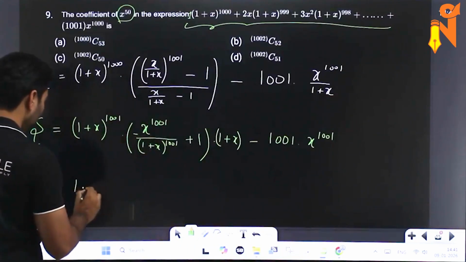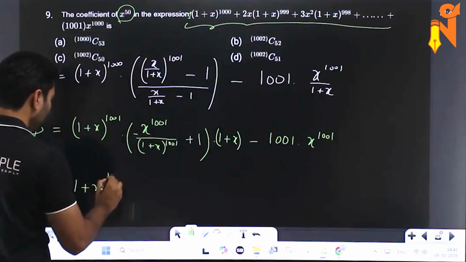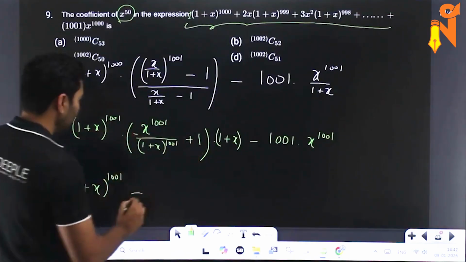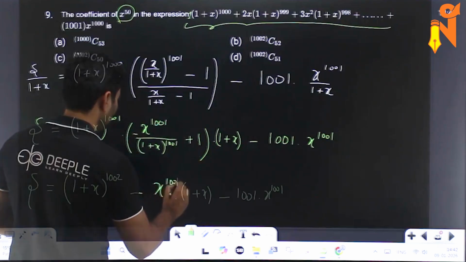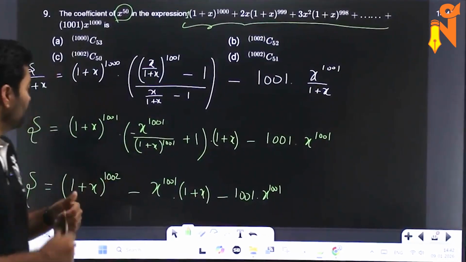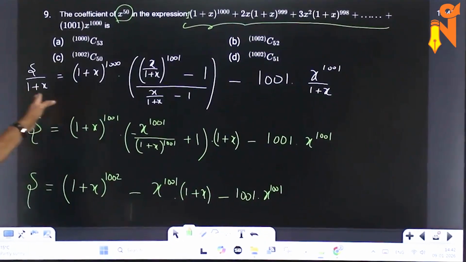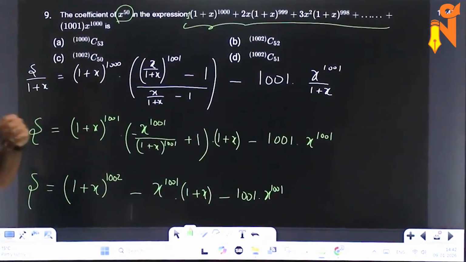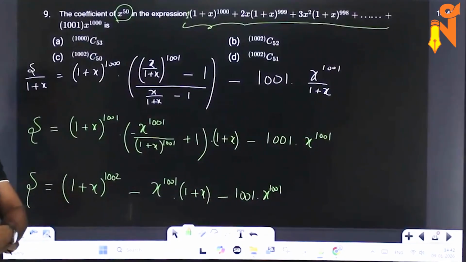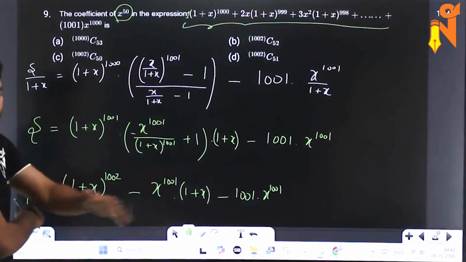You will get 1 plus x power 1001 minus this into this, now this into this. How much? x power 1001. Yeah, so I think you can see here, I just multiplied this 1 plus x there. Okay, so then obviously after simplification, at the end you will get this expression, 1 plus x power 1002 minus this.